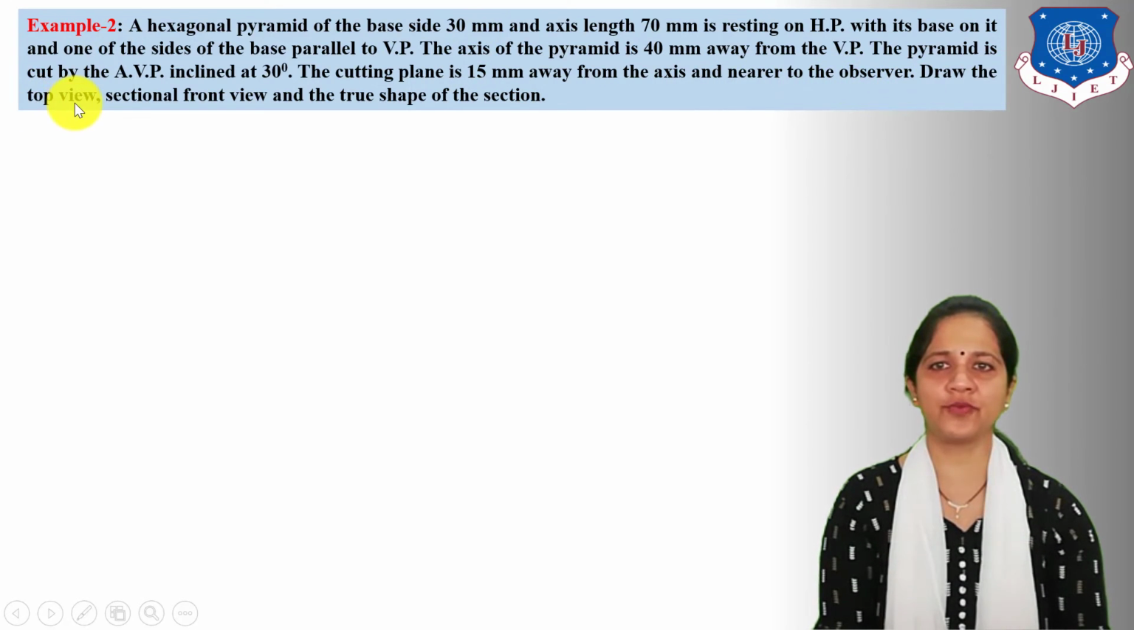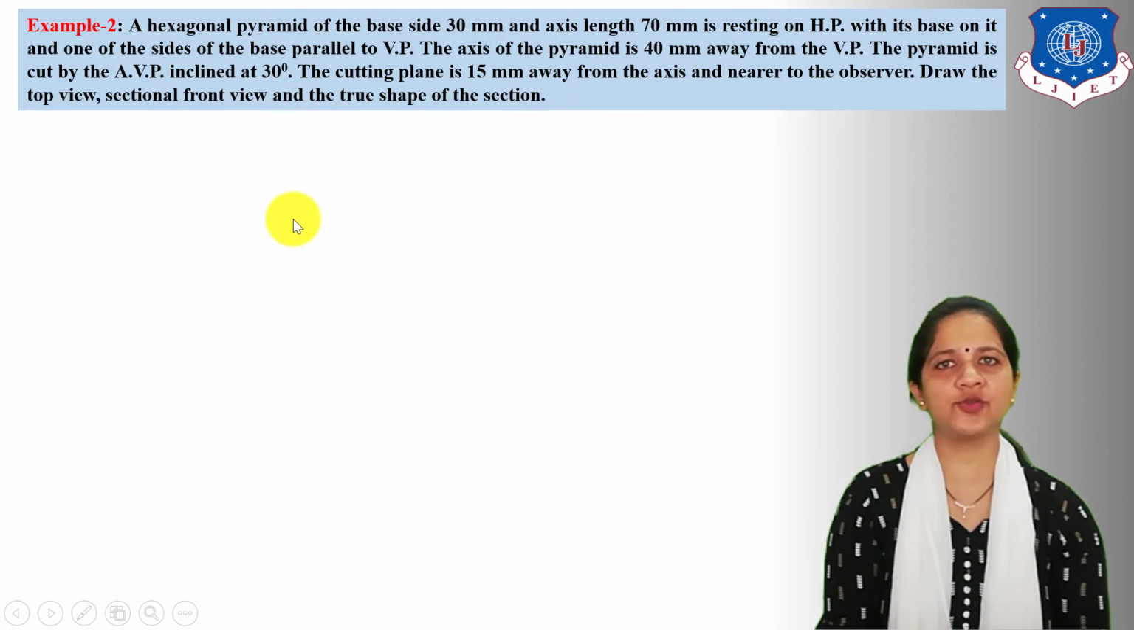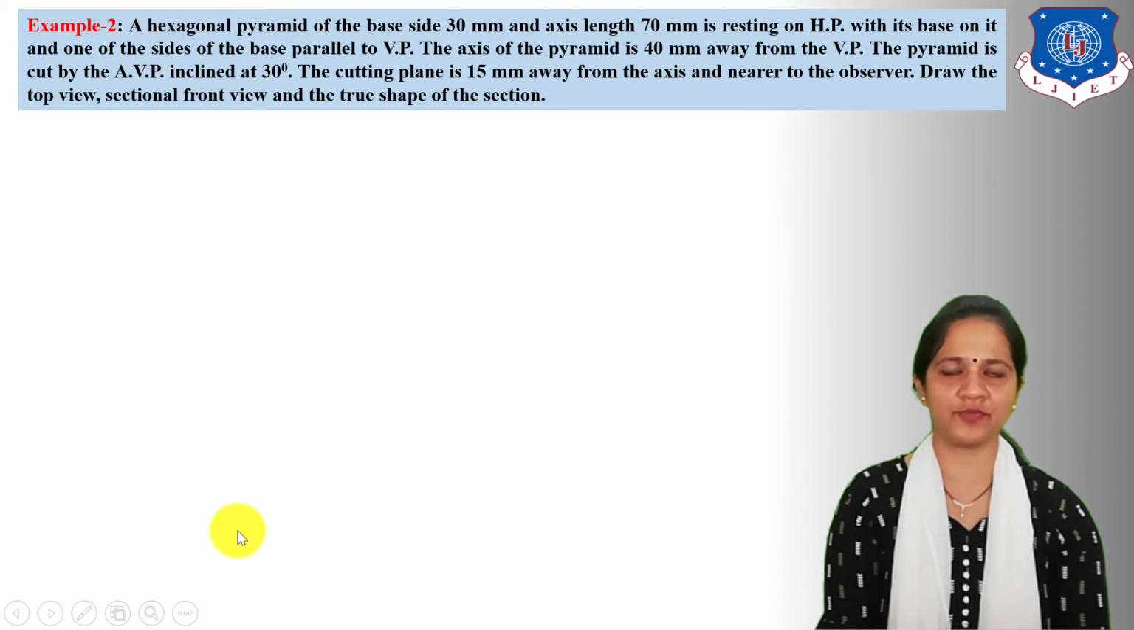Draw the top view, sectional front view, and the true shape of the section. Now, in any example of section of solid, first we need to draw projection of solid as per given resting or standing condition. Here, hexagonal pyramid is rest on HP, so assume first angle projection method. Below XY line, draw top view, and above XY line, draw front view.